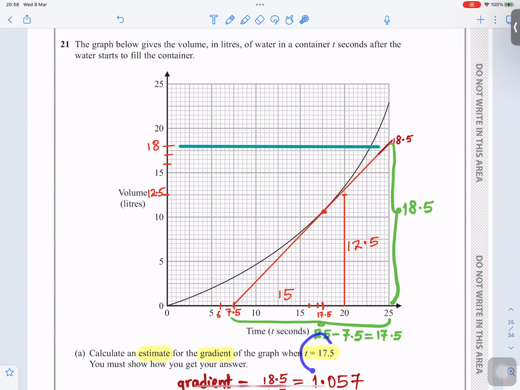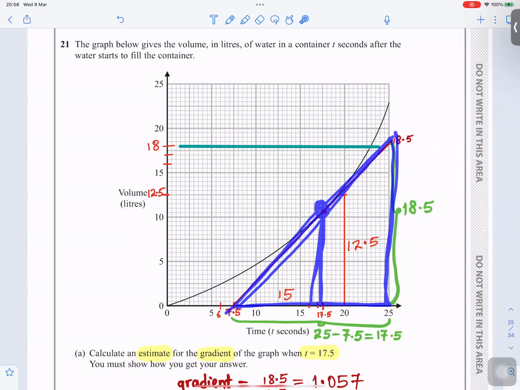So they say the time is 17.5. So we go to the graph and mark 17.5. We will go straight up to where it touches the curve. And that's where you draw your tangent. And then you would have a triangle. See the triangle I put now in blue. It touches at that one point there, that's 17.5. And you have that tangent, and you draw the triangle.